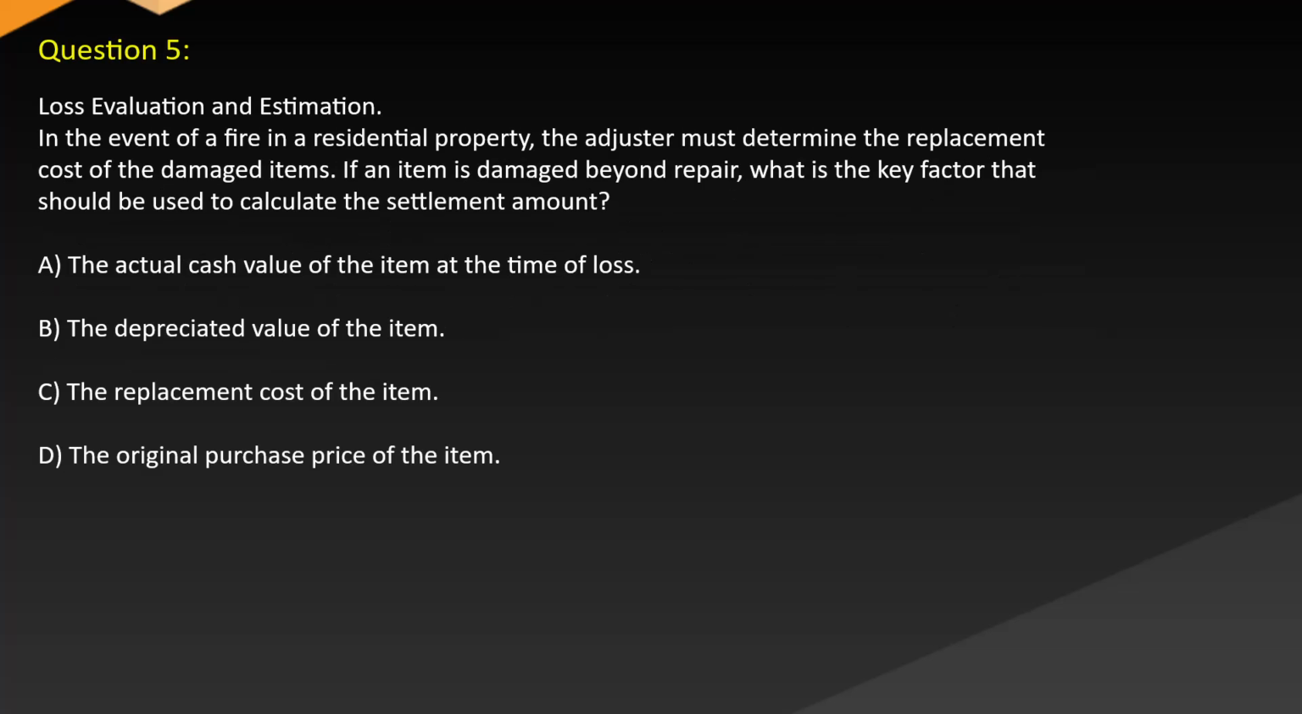Question 5. Loss evaluation and estimation. In the event of a fire in a residential property, the adjuster must determine the replacement cost of the damaged items. If an item is damaged beyond repair, what is the key factor that should be used to calculate the settlement amount? A. The actual cash value of the item at the time of loss.